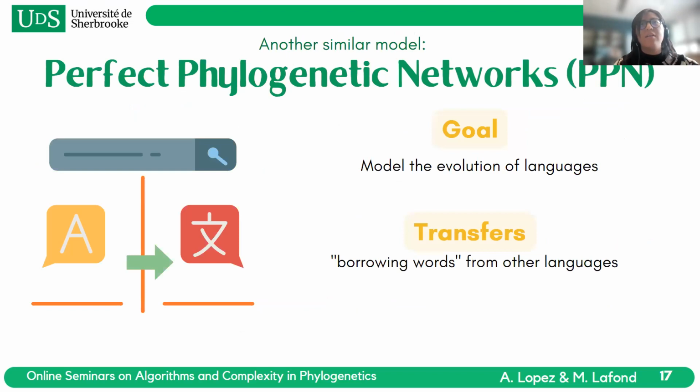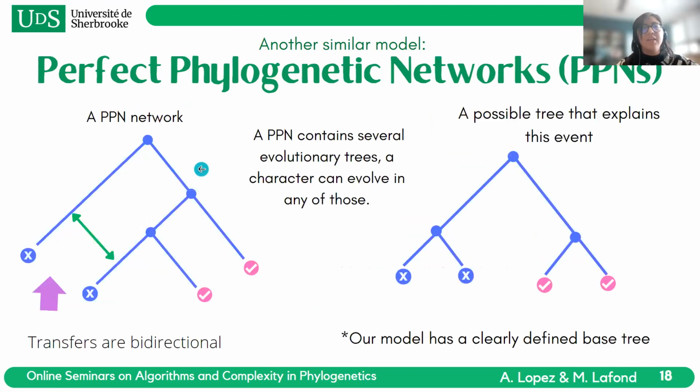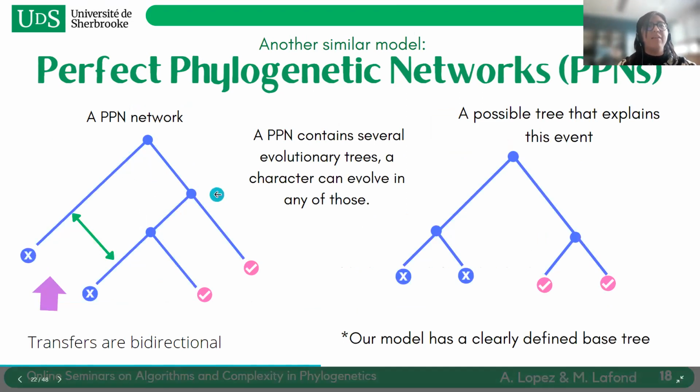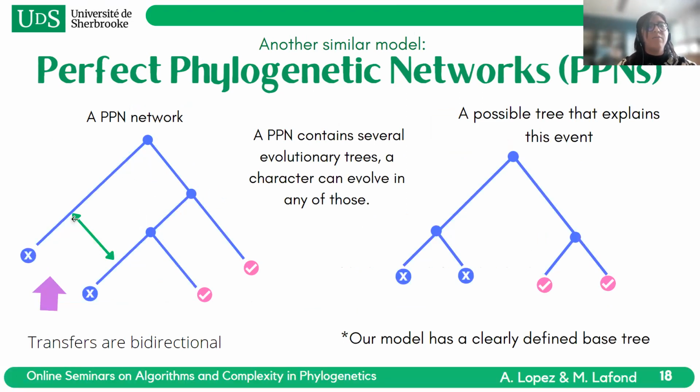Another similar model that we found in the literature was in the context of language evolution. Here, they have perfect phylogenetic networks, which emulate the evolution of languages, where each transfer represents a language borrowing words from another language. Here I give an example of a PPN, a perfect phylogenetic network. And we see that in perfect phylogenetic networks, the transfers are bidirectional.